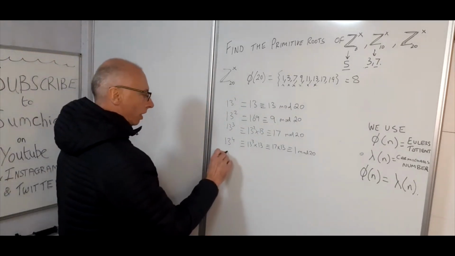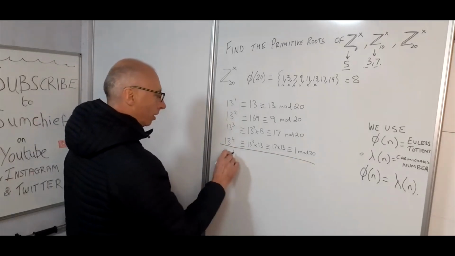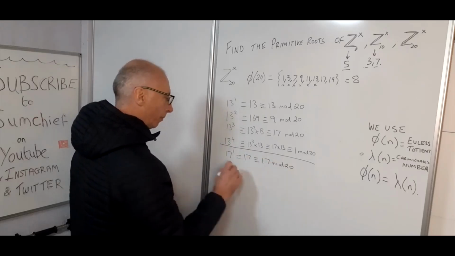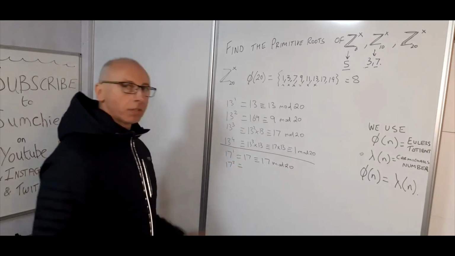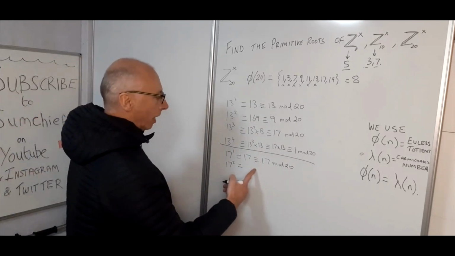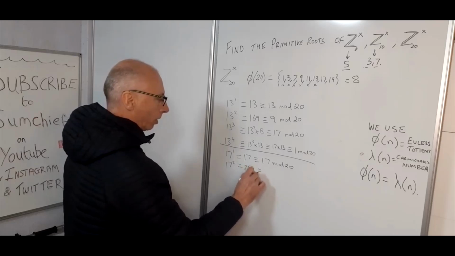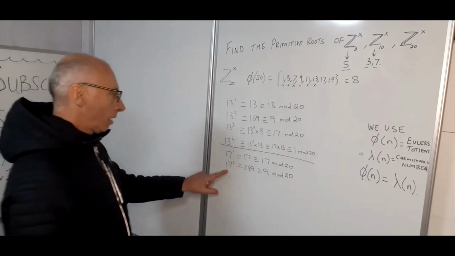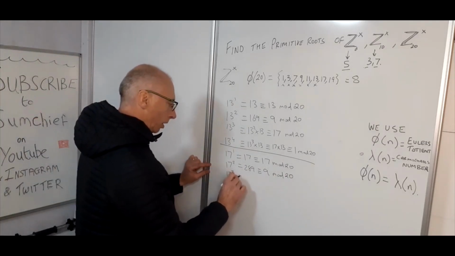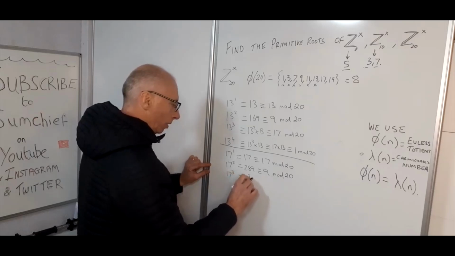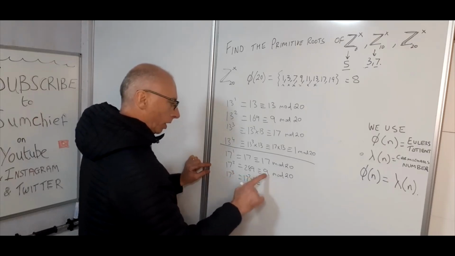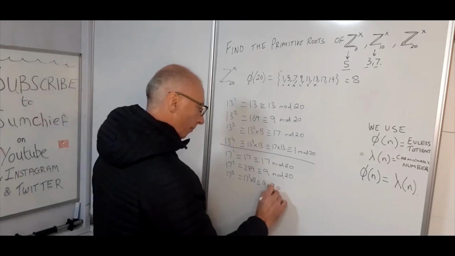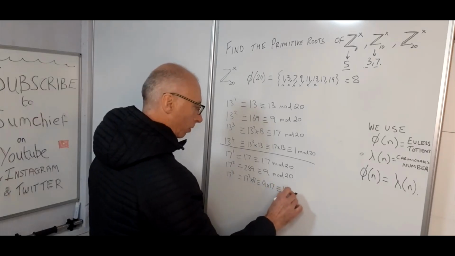Let's try 17. 17 to the 1 equals 17 mod 20. 17 squared is 289. We know that that is going to be congruent to 9 mod 20. 9 times 17 will be the next. So 17 cubed, which is equal to 17 squared times 17, is congruent to 9 times 17. 9 times 17 is 153, which gives us 13 mod 20.